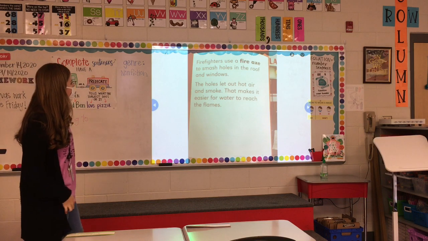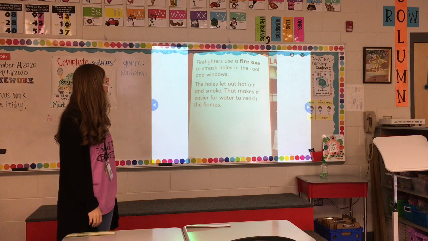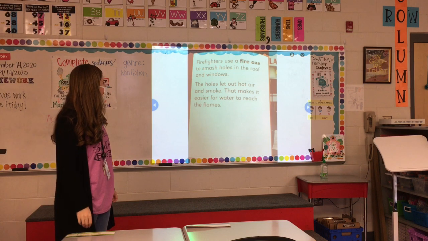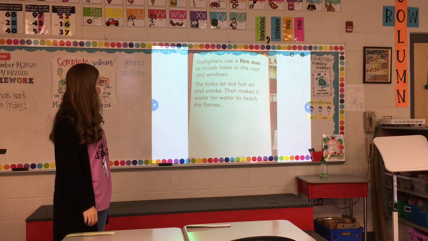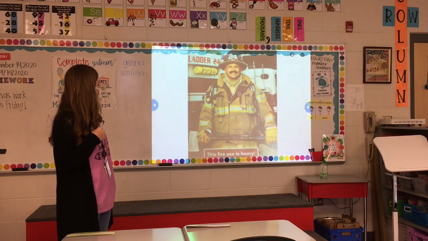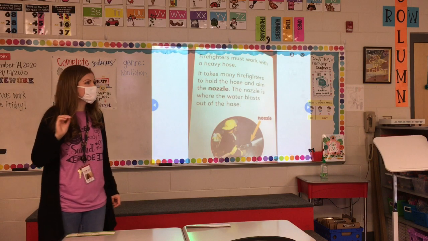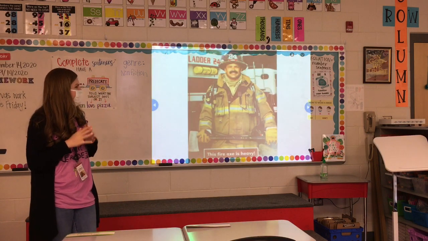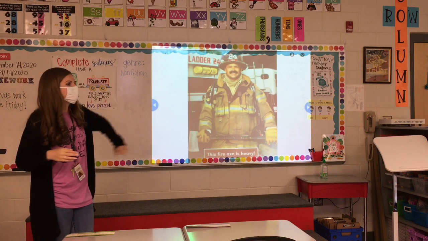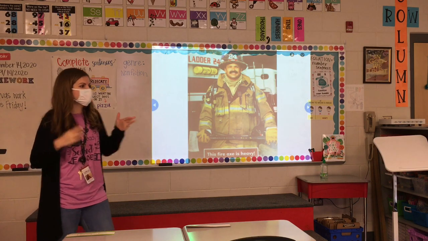Firefighters use a fire axe to smash holes in the roof and windows. The holes let out hot air and smoke. That makes it easier for water to reach the flames. This fire axe is heavy. Can someone raise their hand and give me another caption for that picture? Besides the one that they gave us, come up with a different caption.